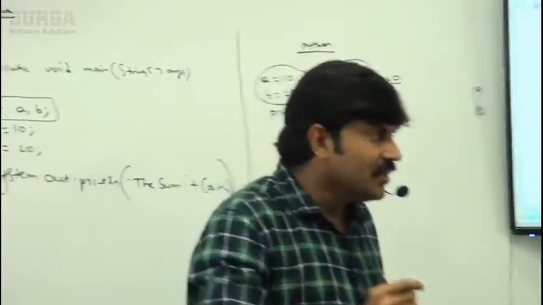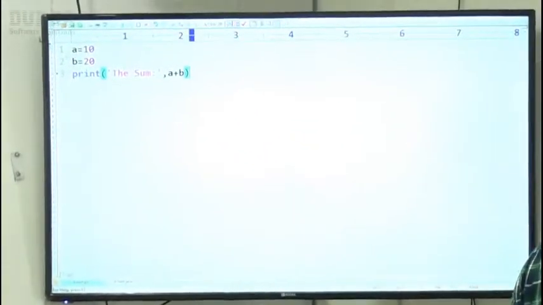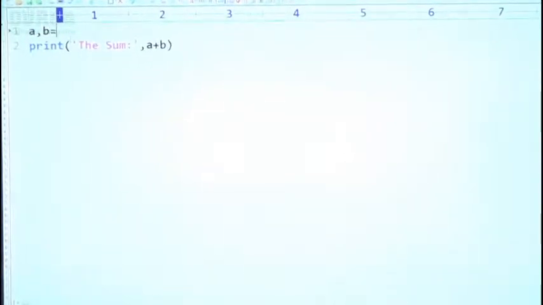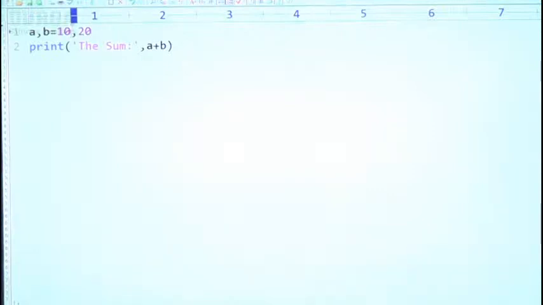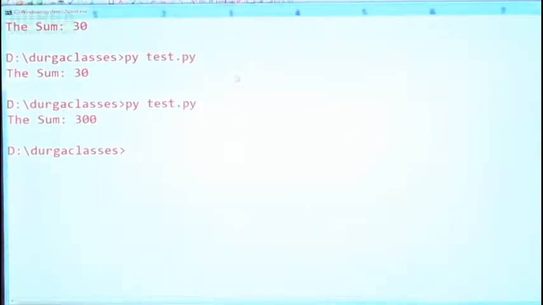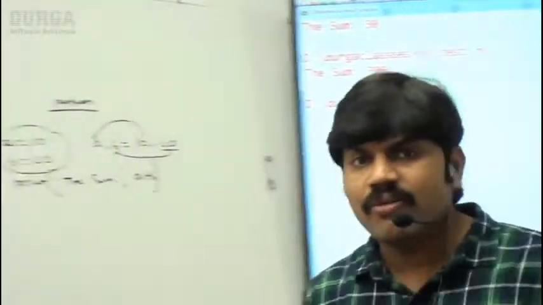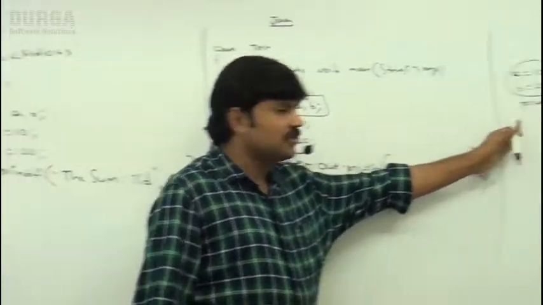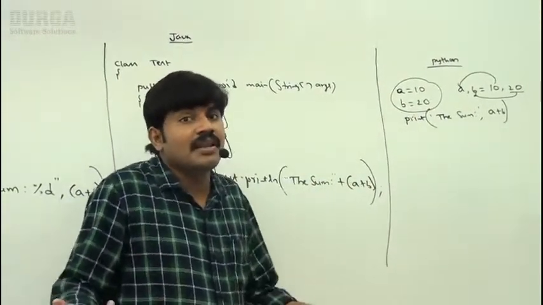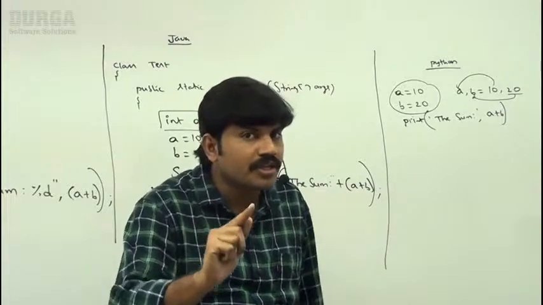Let me do this here. Observe carefully, instead of two lines, a comma b is equal to 10 comma 20, that's all. The sum a plus b. Have a look once, the sum is 30. Let me change something: 100 comma 200. A value 100, b value 200. The sum a plus b means 300 is the answer we are going to get, sir. This is the biggest advantage of Python programming. How beautiful it is. With very little code, we can do n number of activities. That's what you people should be aware of.